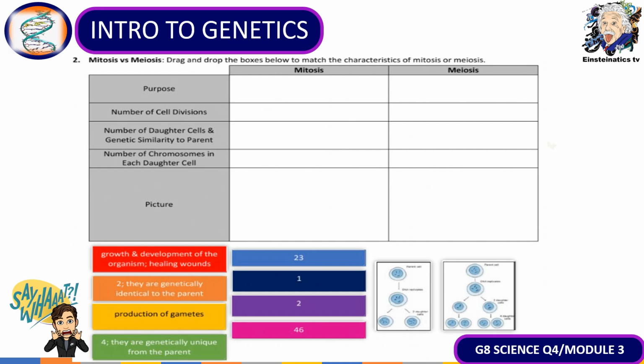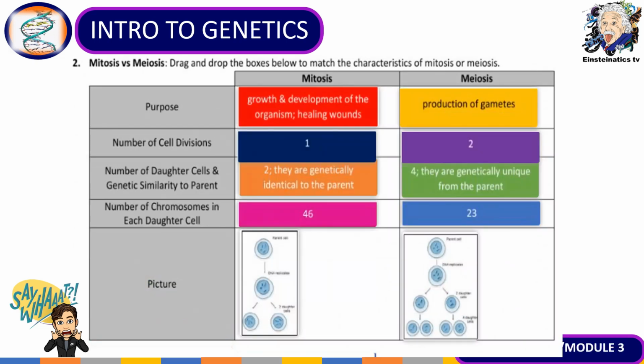For the next challenge, we are going to compare the differences and similarities of mitosis and meiosis. We will compare them based on their purpose, the number of cell divisions, how many daughter cells are produced, the number of chromosomes in each daughter cell, and of course, the picture. Where do you get the choices? The choices that can be provided on the boxes are located below. Just like the first one, you may pause the video while answering. So, here are the correct responses. Did you get it all correct? If so, we are now ready to proceed to our topic for today, which is on Mendelian genetics.